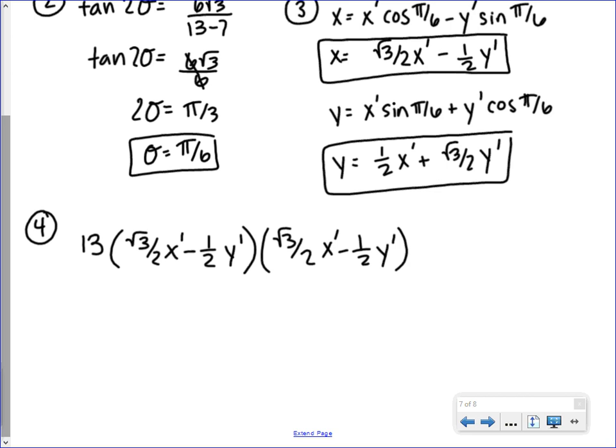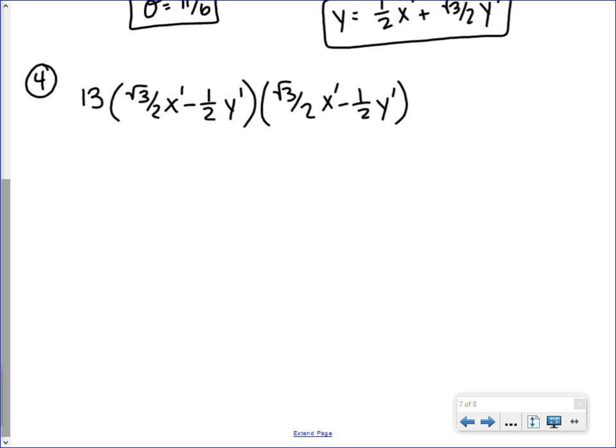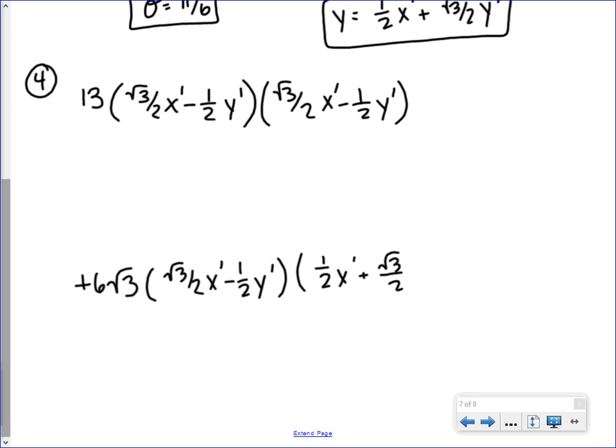And then I'm going to leave myself a line or two where I can do that work. Like you see on the smartboard, I'm out of space, so I'm going to leave myself a couple lines where I can work that out. And then is it plus 6 square root 3? Okay, then I'm going to do plus 6 square root 3 and put in my x and y. Square root 3 over 2 x prime minus 1/2 y prime, and 1/2 x prime plus square root 3 over 2 y prime.